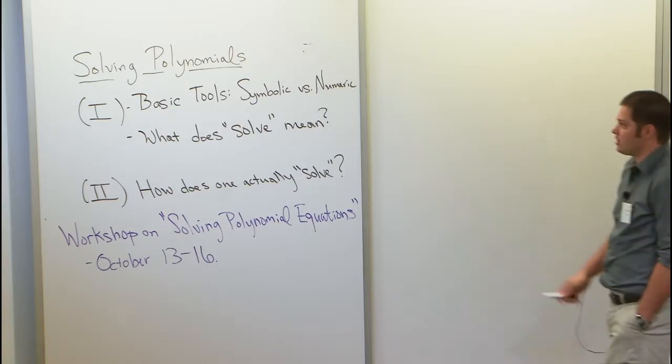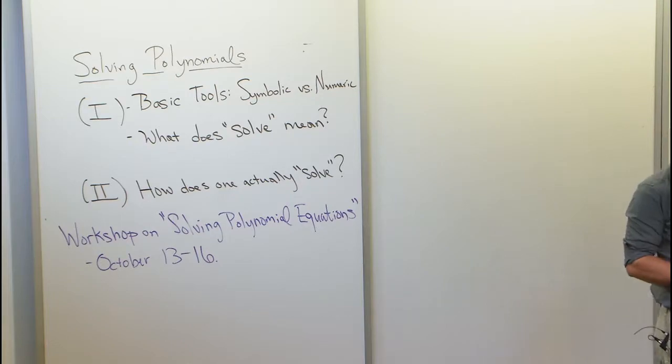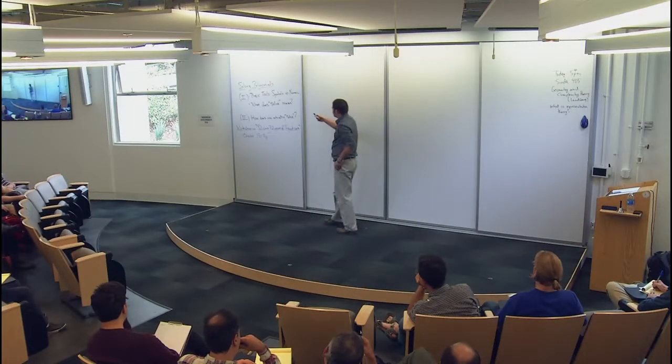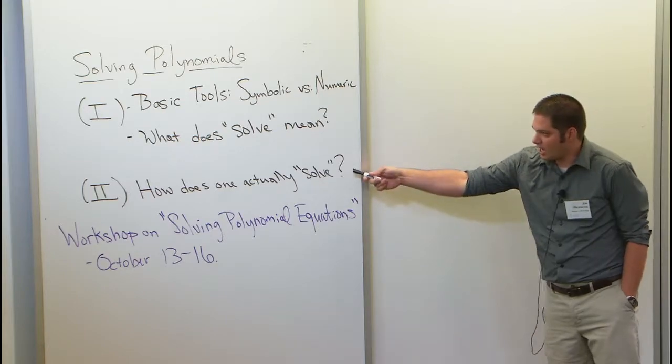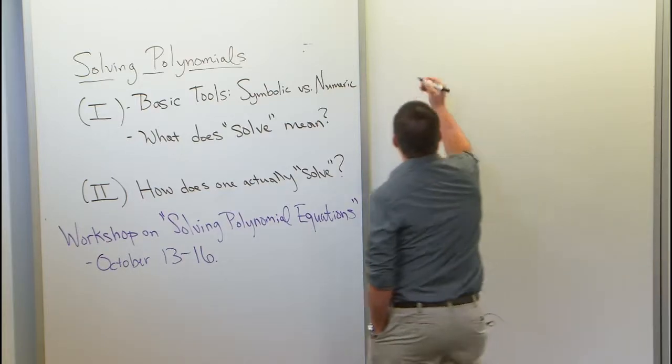For my first talk, many of you might be familiar with symbolic methods. I want to give you my quick interpretation of symbolic methods, and then tell you the basic idea of numerical methods. The rest of my talk will try to answer the question, what does solve mean? My next lecture on Thursday, I'll go into more details about numerical algebraic geometry and how you actually solve things.